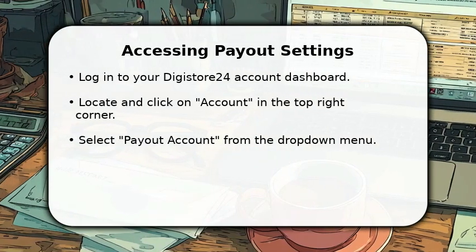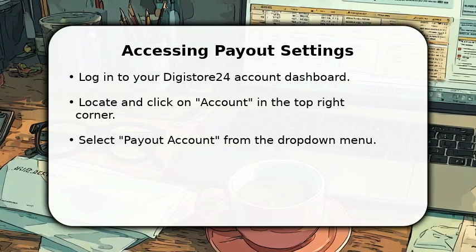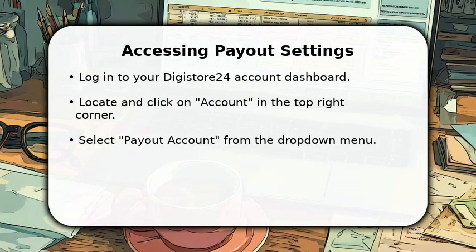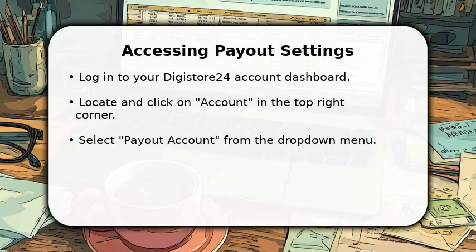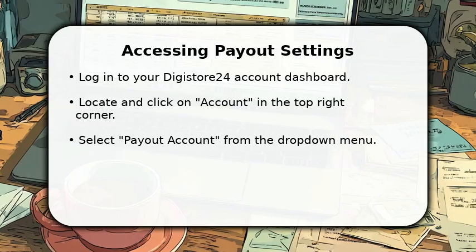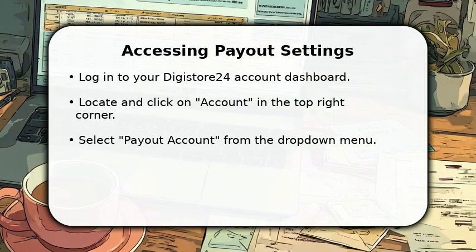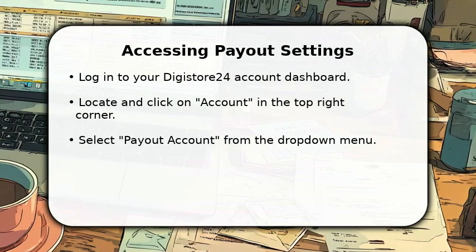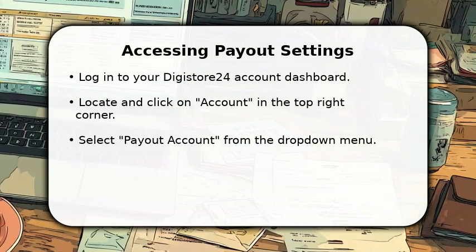Once you're successfully logged in, direct your attention to the top right-hand corner of the screen. You'll find an option labeled Account there. Click on this to reveal a drop-down menu, and from that menu, select Payout Account. This action will take you to the page where you can manage your payout details and begin the linking process.